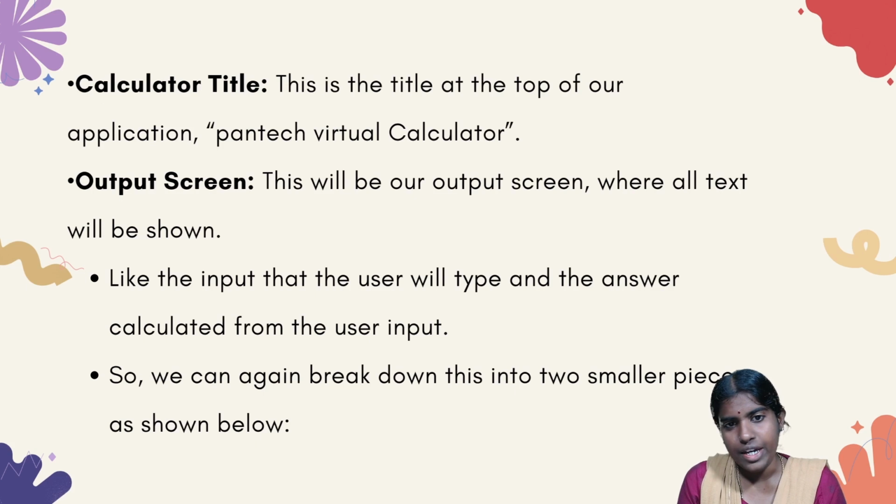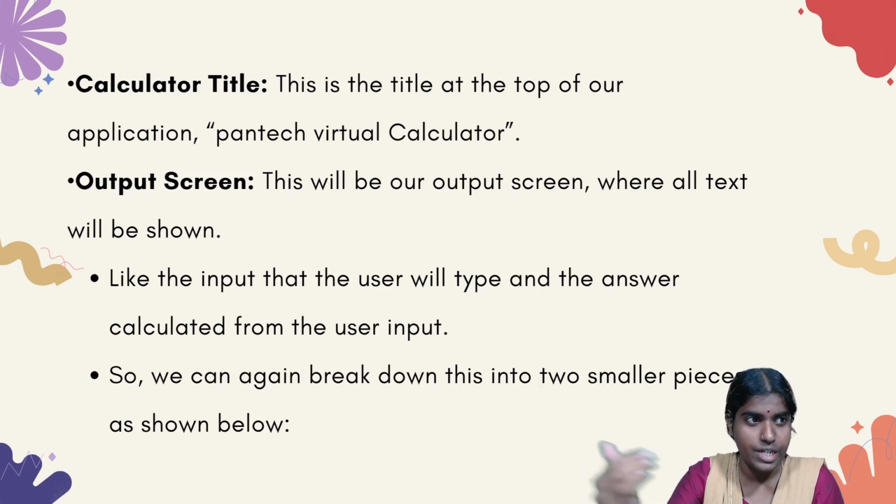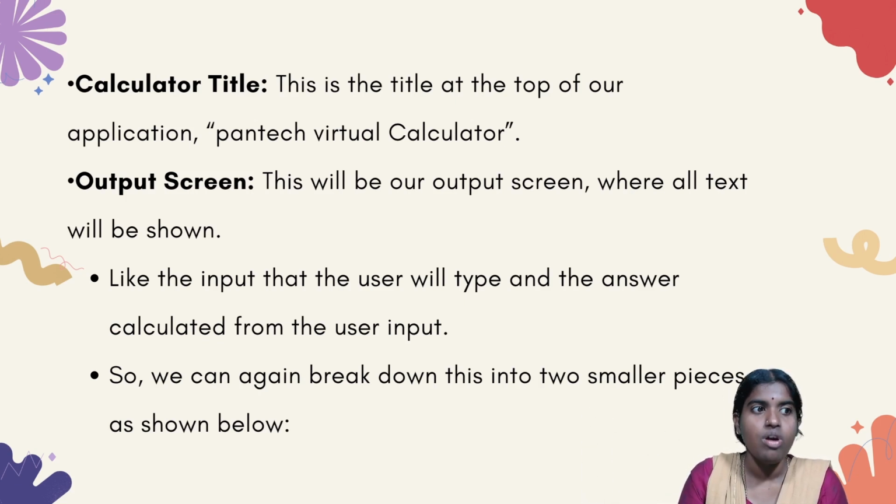Clear with this? Like the input that the user will type and the answer calculated from the user input. Whenever a user is going to input something, for example, he wants to perform some multiplication and get the final result, or he wants to compute some net pay. For example, in a billing section in the e-commerce industry, several customers have made some purchases. He wants to calculate the total bill amount. So whenever a user types, the answer will be calculated from the user input.